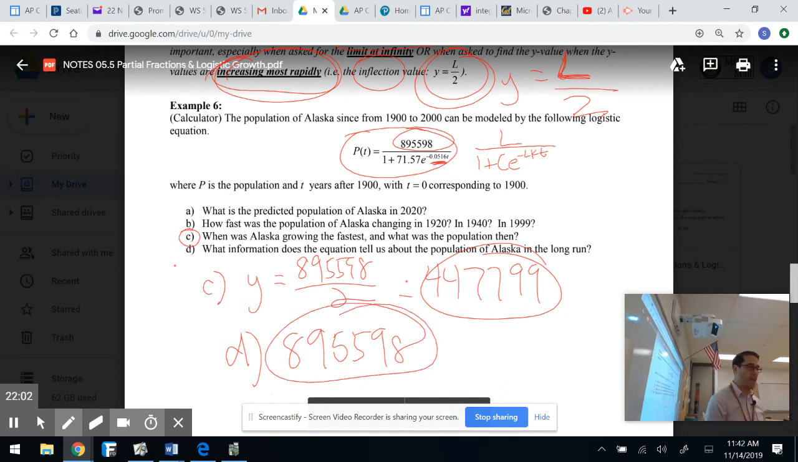So make sure you say that the population will continue to grow and it will approach at a decreasing rate, right? It's still increasing, but at a decreasing rate, it's going to approach 895,598. Okay, let's keep going.